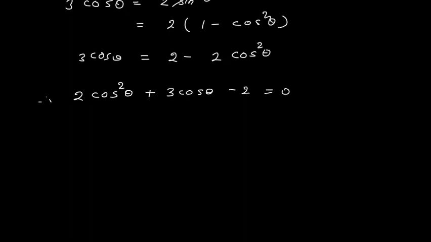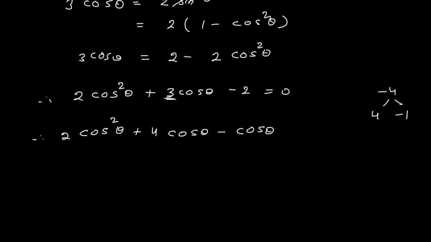Now you can factorize it, 2 times 2, so minus 4. You can divide in two parts. You want minus 4, so take 1 as plus 4 and minus 1. This will give you answer 3. So therefore you will say that 2 cos square theta plus 4 cos theta minus cos theta minus 2 is equal to 0.